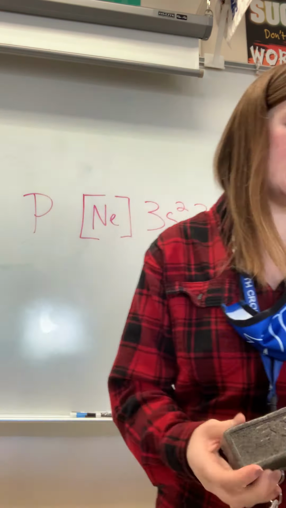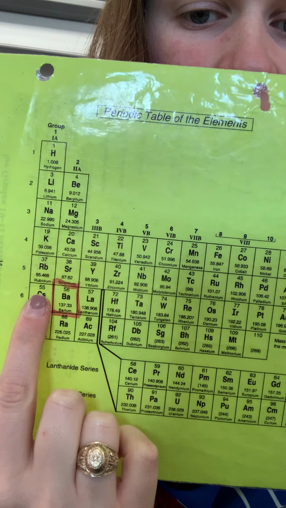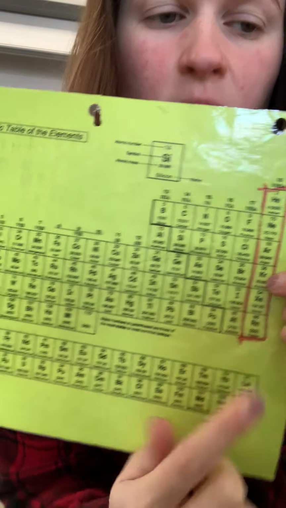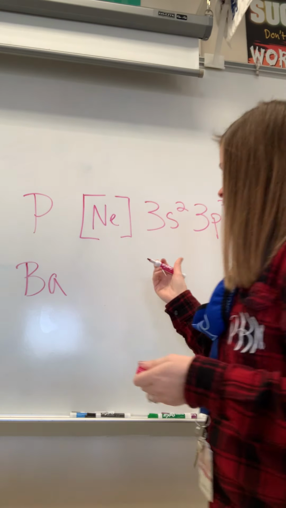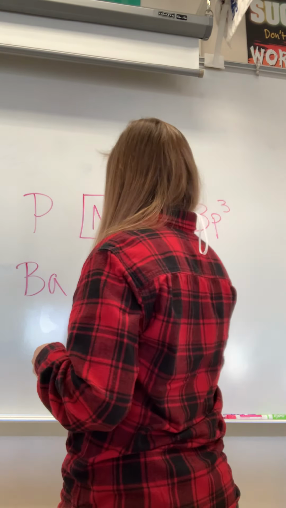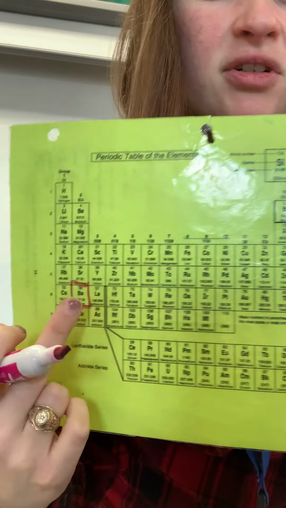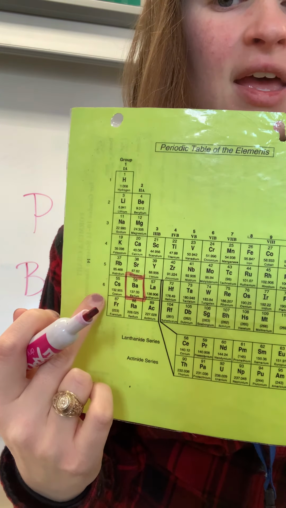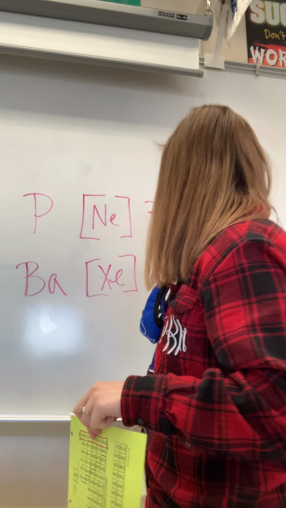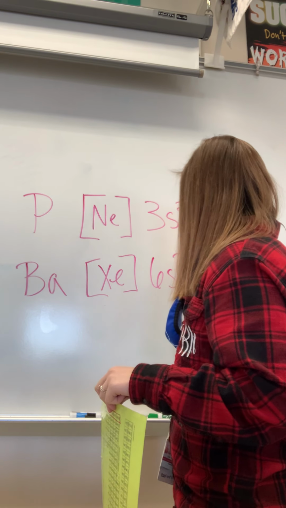Okay, so y'all see how I went from 56 to 55 to 54, so xenon. So I'm going to put xenon in brackets because that's my noble gas. Then I'm going to move forward from there. So I'm going to say, well, what's after xenon? After xenon is over here, 55. That's row 6, S section, and it's the second one, 6s2.